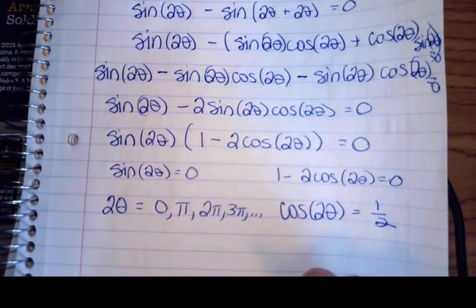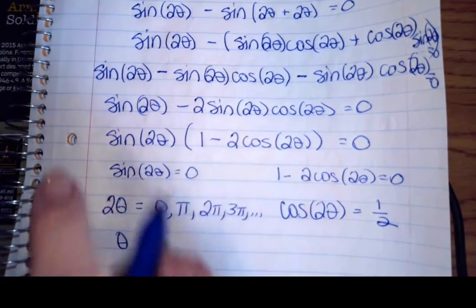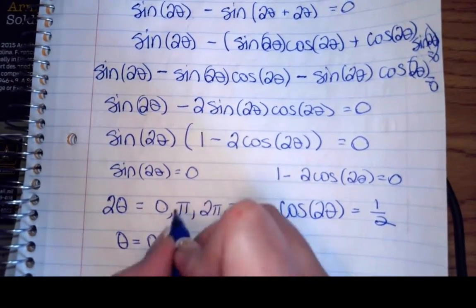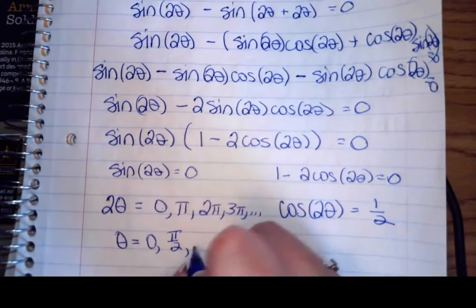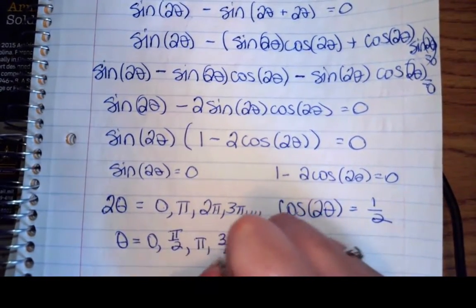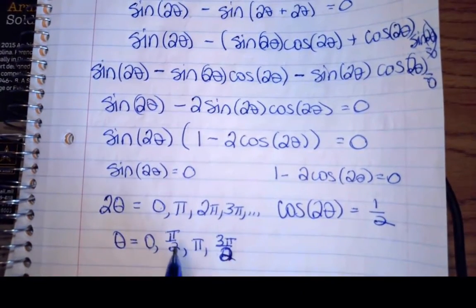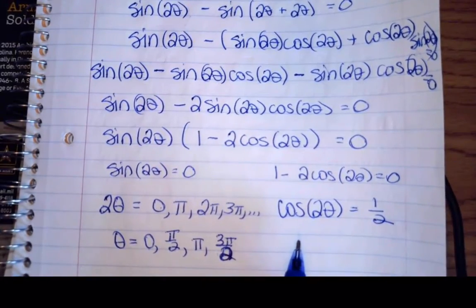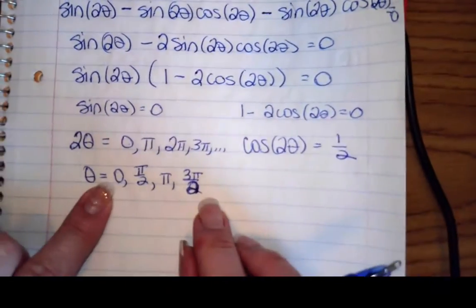So this is going to be 2 theta, and now I'm going to divide this whole chunk right here by 2. So 0 divided by 2 is 0. Pi divided by 2 is pi over 2. 2 pi divided by 2 is pi. 3 pi divided by 2 is 3 pi over 2. And then you'll notice that this is quadrantal, quadrantal, quadrantal, quadrantal. So the next one is going to be 2 pi, which I don't want to include. Okay, so this is going to be my little list.